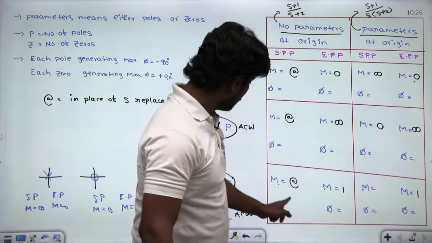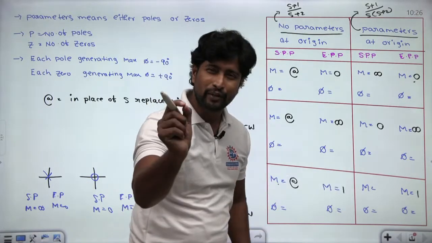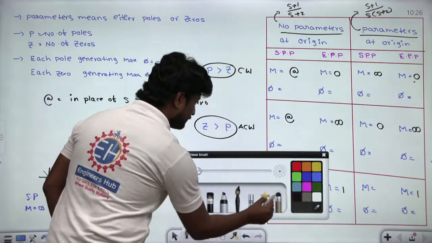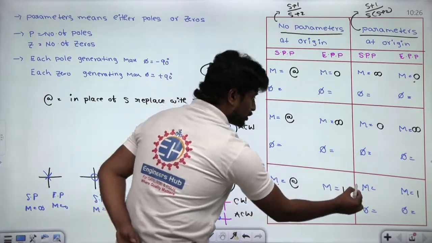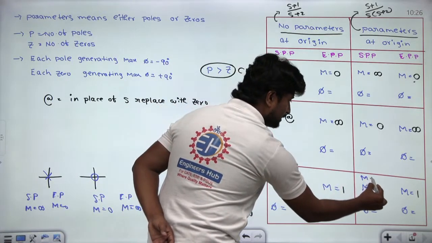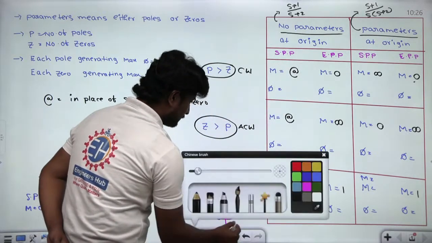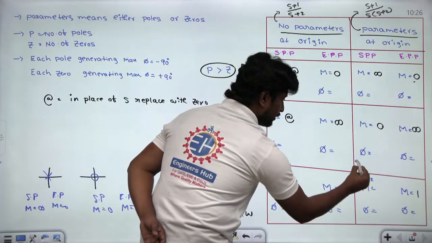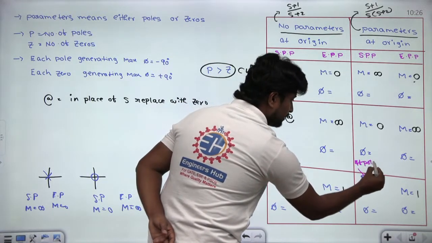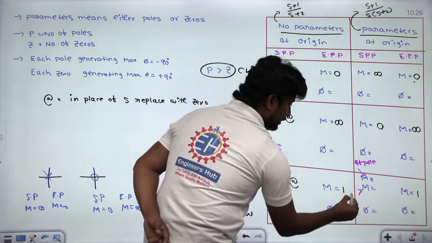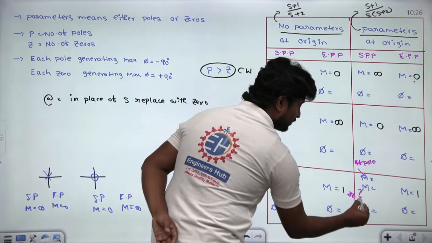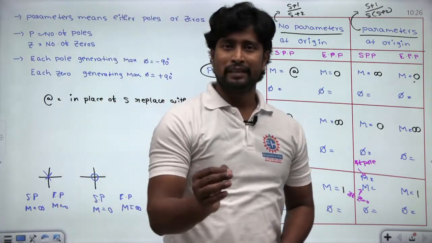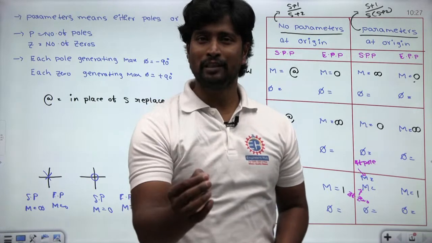Guys, listen carefully. This case is very clear, but in this case there is a bit of confusion. What is the confusion? Here again there are two possibilities. One possibility is a pole at the origin, another possibility is a zero at the origin. For example, (s+2)^2/(s(s+1)).